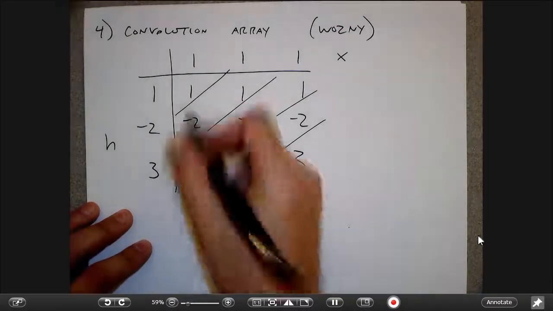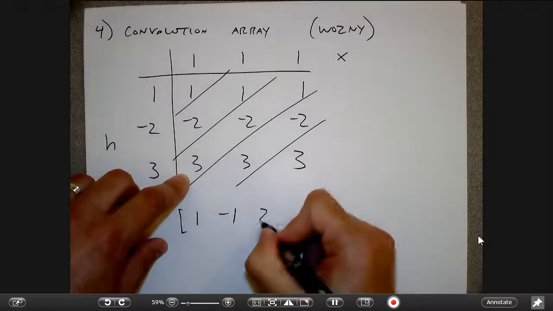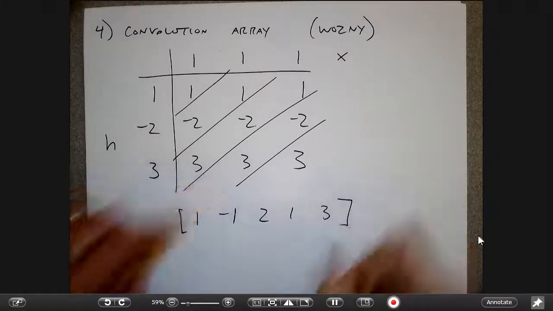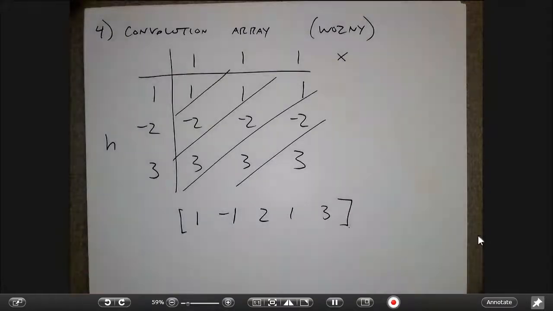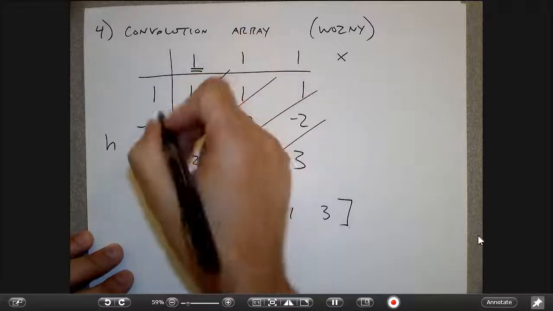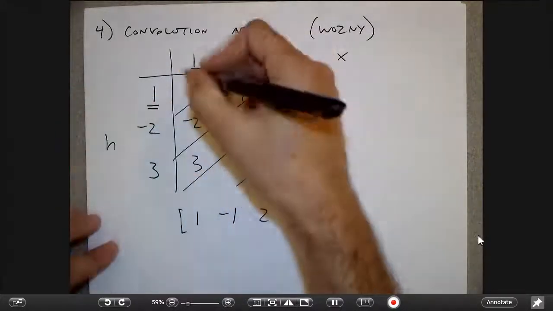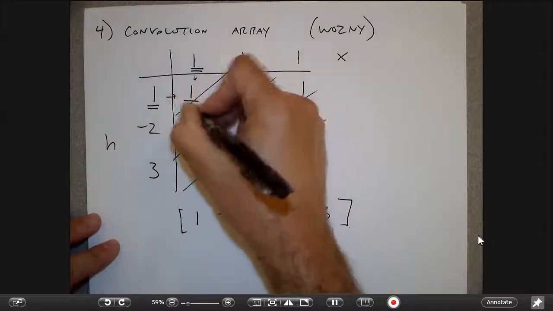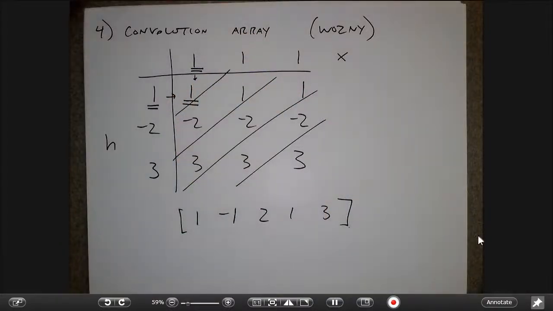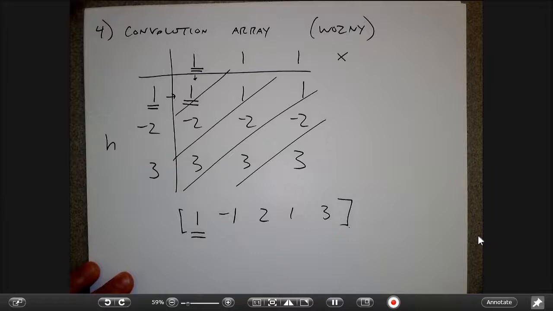And so here I get 1, -1, 2, 1, 3, right? Very easy. And how do I know what is the 0 element of the result? Well, I underline the 0 element of the input and the 0 element of the impulse response, and where those two things cross is the 0 element of the output. Wherever that double underscore lands is where I put my n equals 0 for y. And so that tells me this is my answer, right? So again, really clean, really easy.